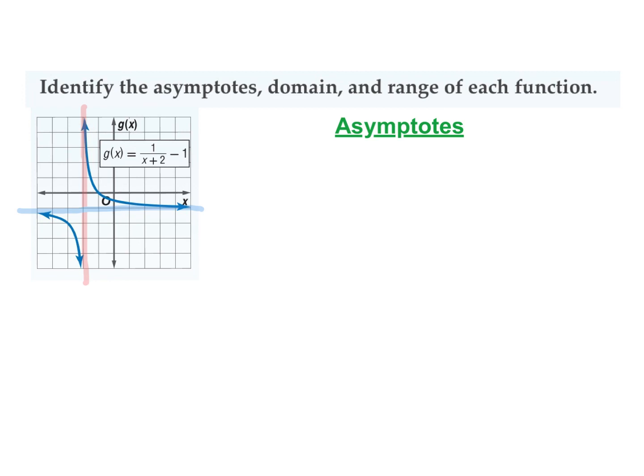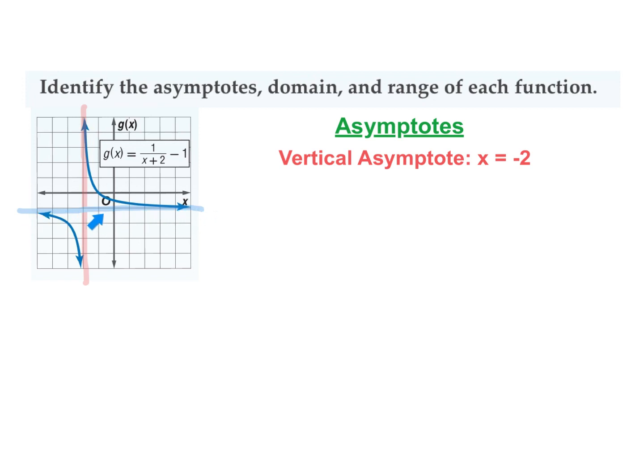Again, let's go back to this idea of undefined. Does negative 2 make this denominator equal to 0? Yes, it does. So that reinforces what we've drawn. Yes, negative 2 will make this 0, which will make it undefined. Therefore, the vertical asymptote is the line x equals negative 2. So that's good. All right. The horizontal axis, or asymptote, is going to be what?